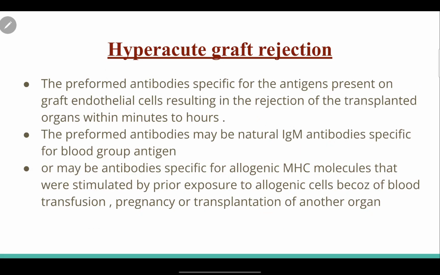Now, hyperacute graft rejection. The preformed antibodies are specific for the antigen present on graft endothelial cells, resulting in the rejection of the transplanted organs within minutes to hours. The preformed antibodies may be natural IgM antibodies specific for blood group antigen, or they may also be antibodies specific for allogenic MHC molecules that were stimulated by prior exposure to allogenic cells because of blood transfusion, pregnancy or transplantation of another organ.